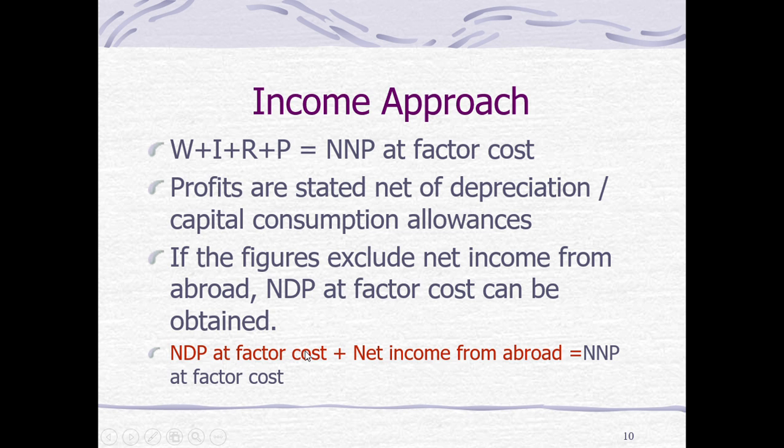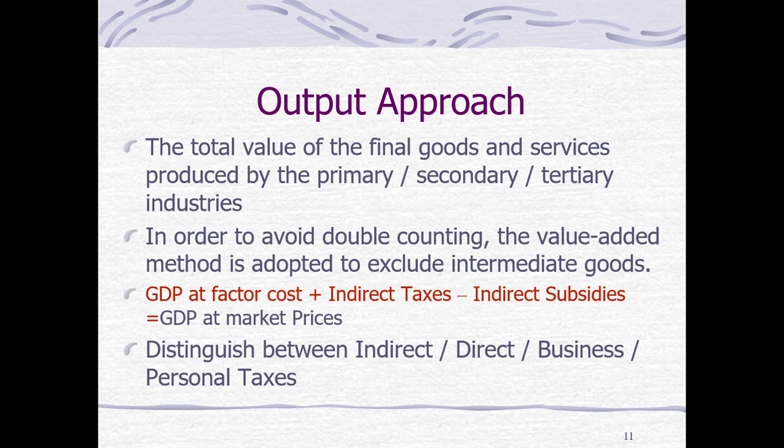So if you want to get your net national product at factor cost, what you need to do is always add your net income from abroad to your net domestic product at factor cost. It gives you your net national product at factor cost, which is a true reflection of national income. Again, to change domestic to national, always add net income from abroad. And net income from abroad is the income of citizens, Ghanaians in other countries, minus the income of non-citizens in Ghana. Right.